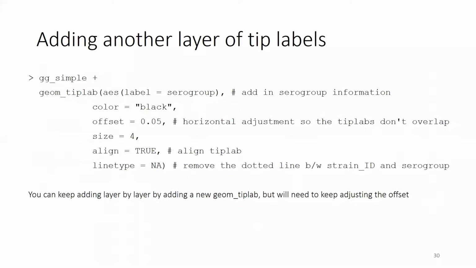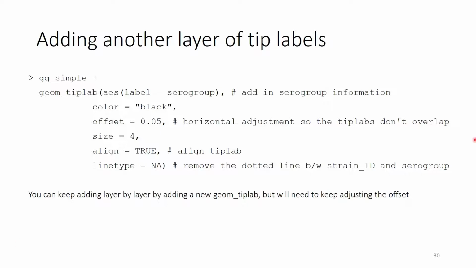You can keep adding layers and layers of geom_tiplab as they had in the journal, the way that they had their metadata all in columns. So you can keep doing that for as many layers as you want, but you'll just have to keep offsetting them so they're not overlapping.